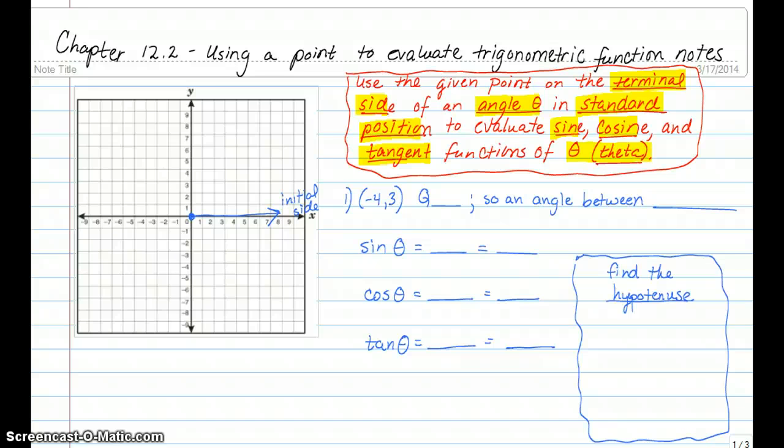Now, as you well know, there's a lot of vocabulary associated with chapter 12, so we're going to just continue to review it. Here's your initial side. You want a terminal side, and that terminal side is going to be at the ordered pair -4, 3, which puts you in quadrant 2. And just for practice, you can see that I've had you label all the quadrants. It just helps you commit this to memory. The only one we really need to focus on is going to be quadrant 2, because this is going to be our -4, 3.